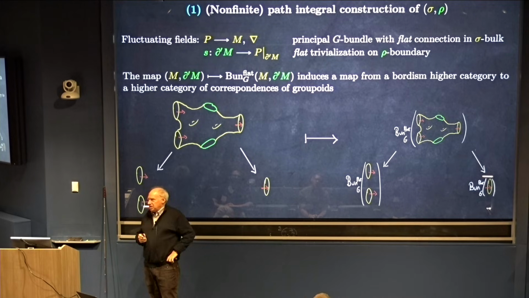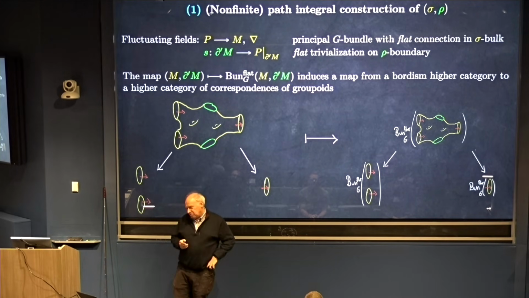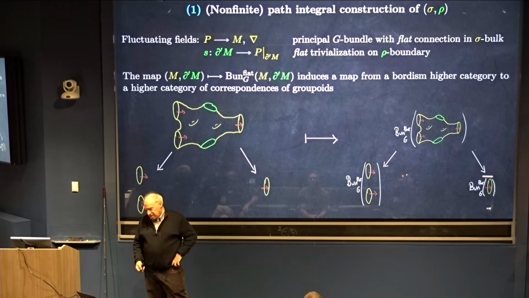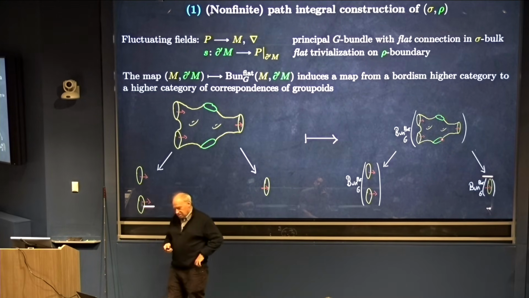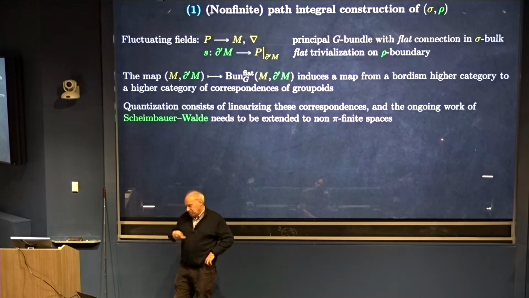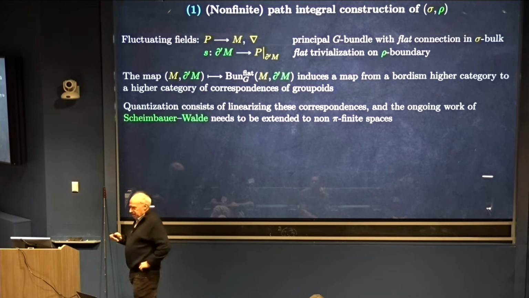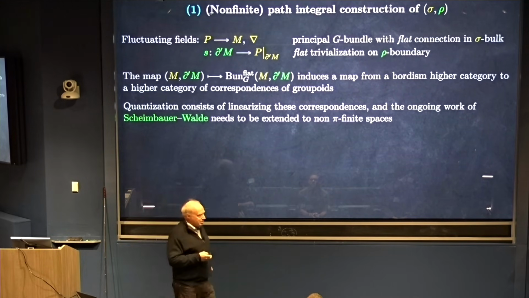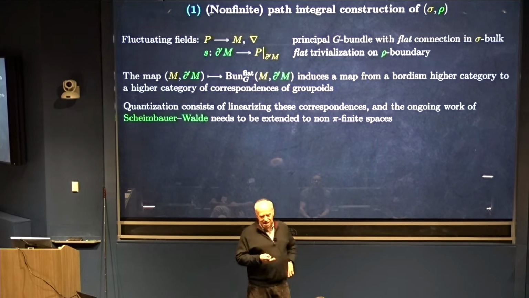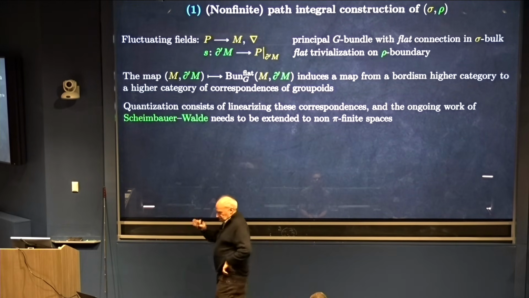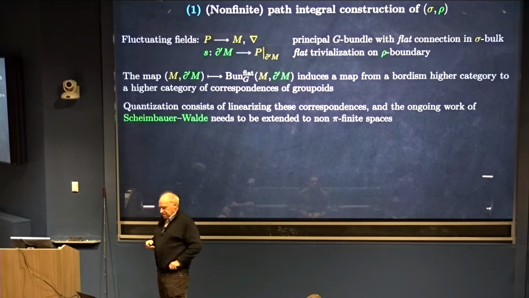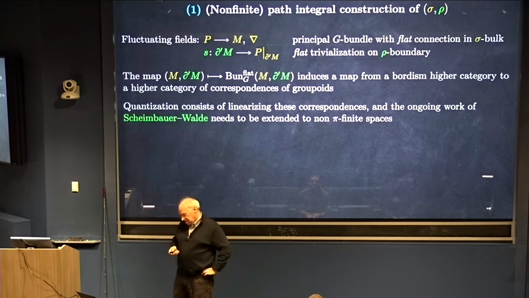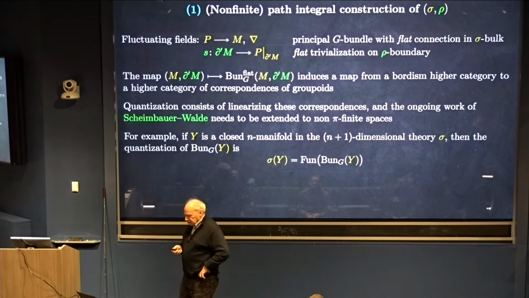Okay, so now we repeat the construction we saw with finite groups, and we take the groupoid now of flat G connections, and again, trivializations on these green boundaries, and we do the quantization. So again, to get an extended field theory, we need to know that this finite path integral construction, which is no longer finite, but this kind of quantization of these correspondences, can extend to non-finite spaces. But I think that part should be fairly straightforward.